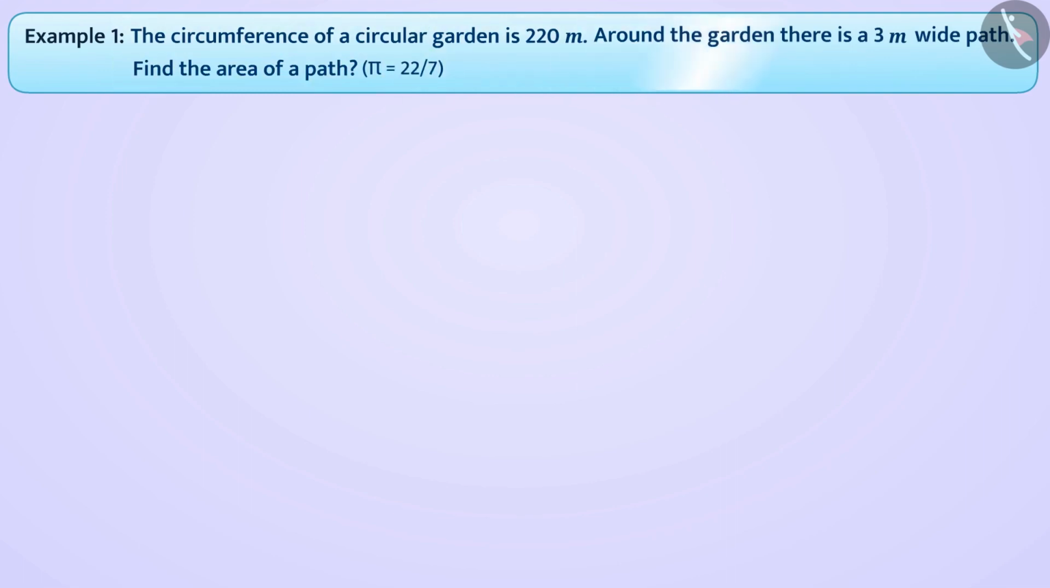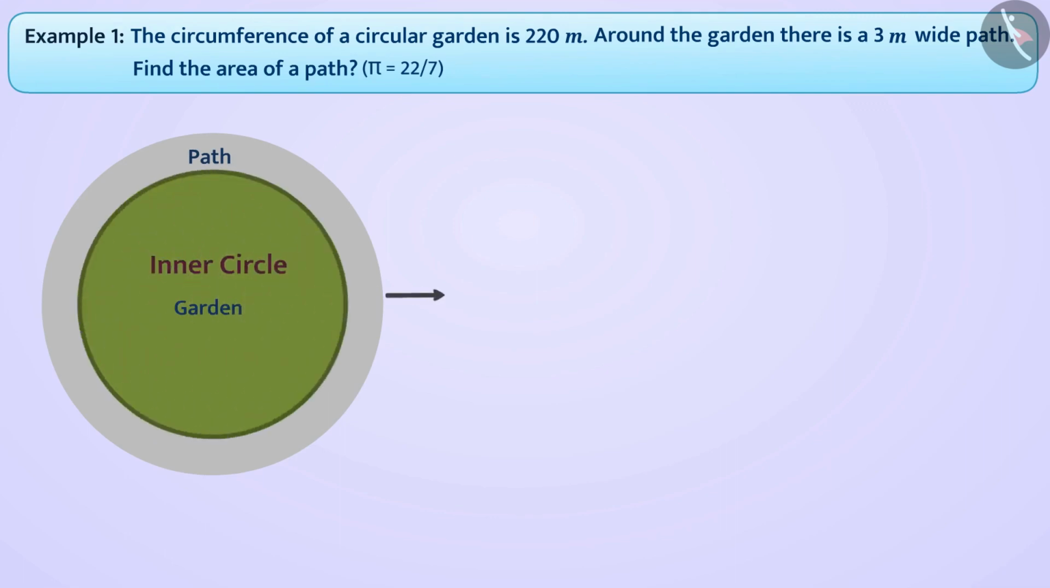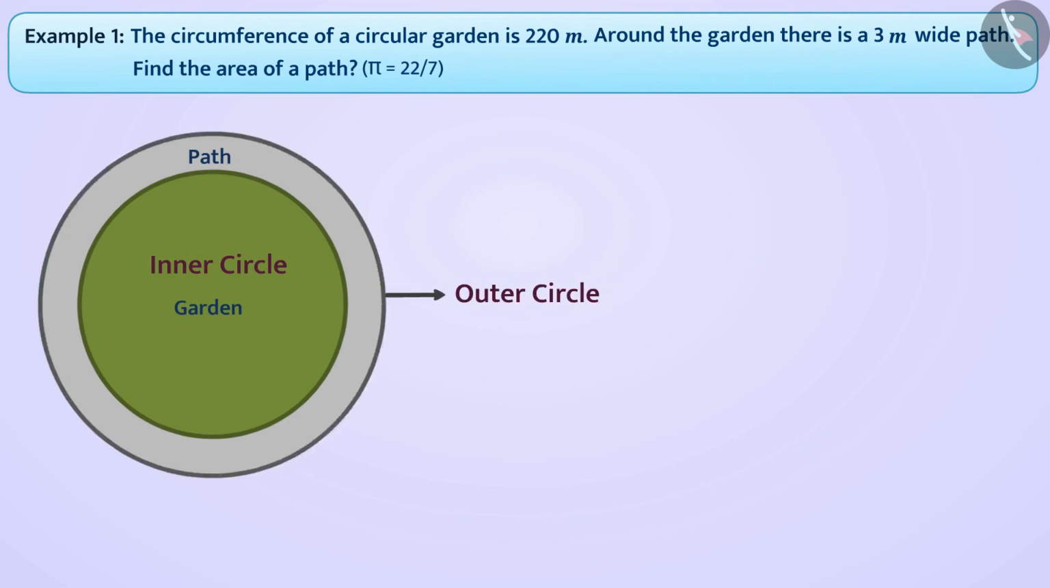For the given information, we can draw a figure like this. The inner circle in the figure represents the boundary of the garden and the outer circle represents the outer boundary of the path. The area between these two circles represents the area of the circular path. We have to find the area of this path. We see that the area of the path is included in the area of the outer circle but not included in the area of the inner circle.